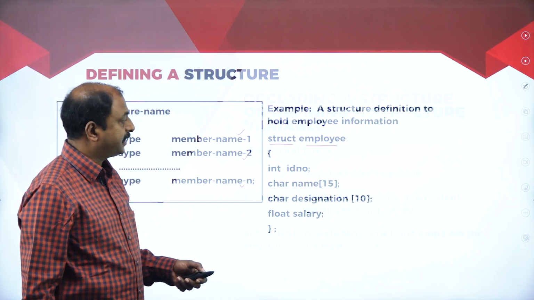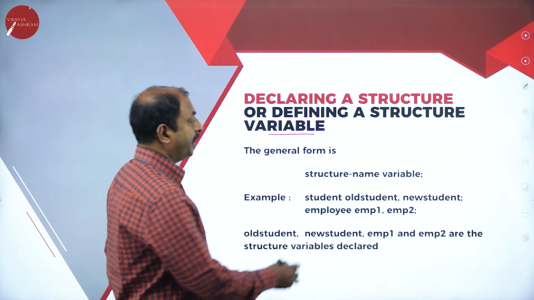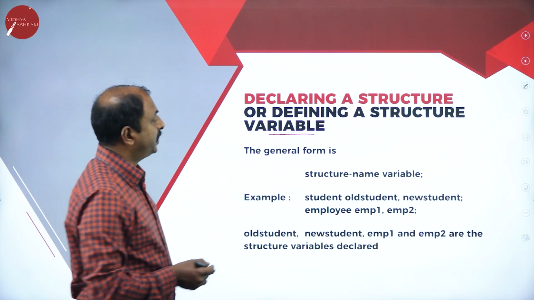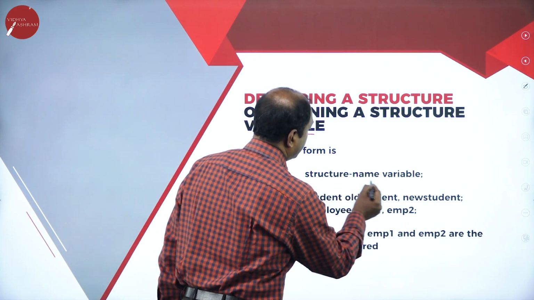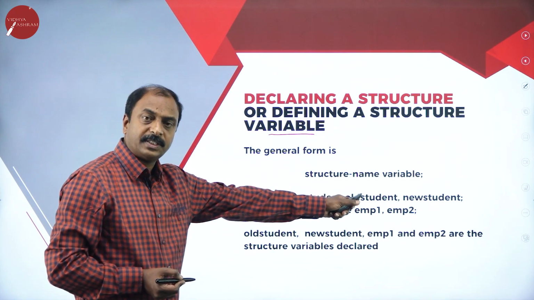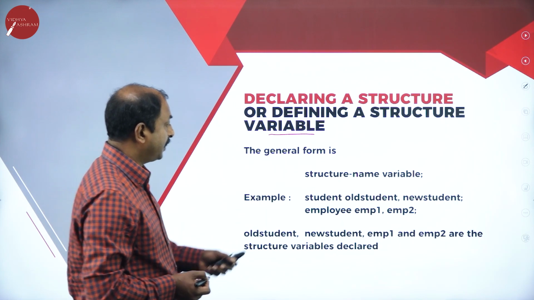So in the next example, we see how to declare a structure variable. So what is the syntax? The general form is: structure name, space, variable. Structure name, space, variable. That is the syntax. Now let us see the example here.